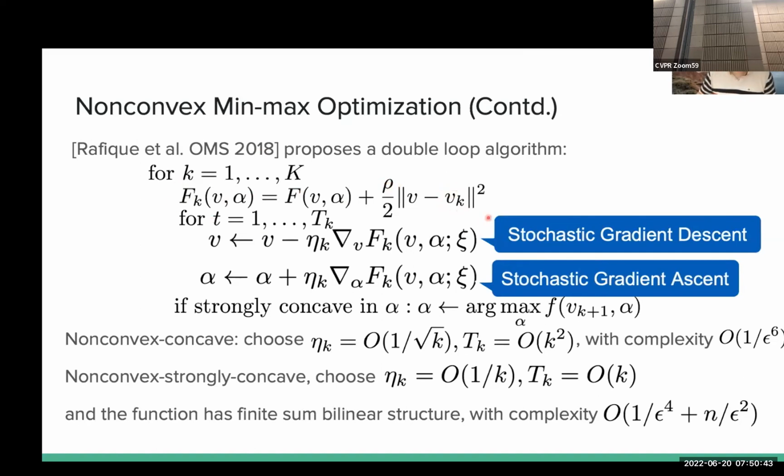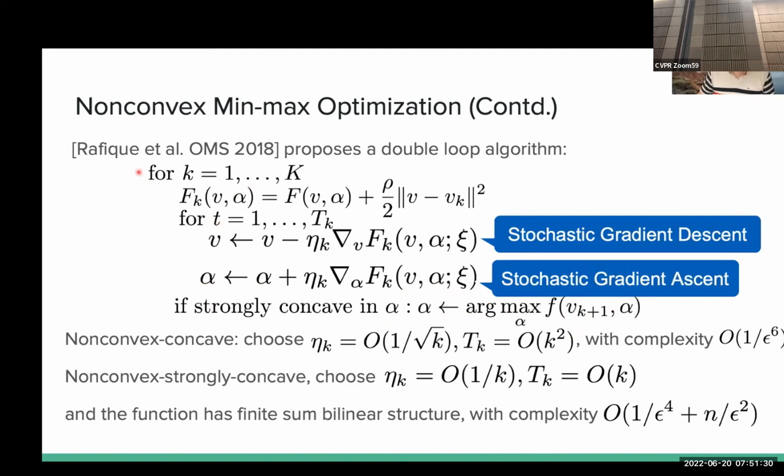And they define a new function f_k, and then the inner for loop is trying to optimize the minimax problem defined by f_k. So the algorithm is pretty simple. You just update the v by stochastic gradient descent. You can see that this is the stochastic gradient, and c is the mini batch, the sample. And for the alpha, they are doing stochastic gradient ascent with sample c as well. And if the function is additionally strongly concave in terms of alpha, then there's an additional step: given a good model v, they compute the closed form solution of the argmax. So this is the outline of this algorithm.